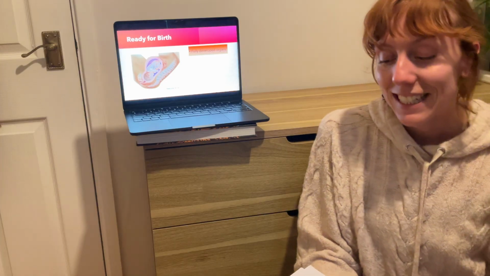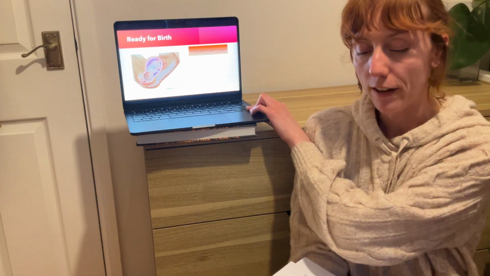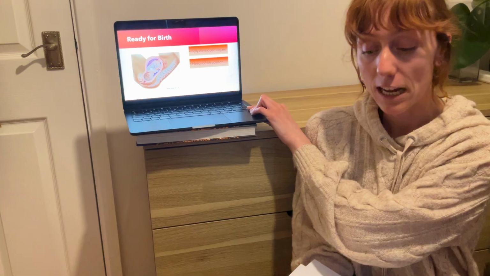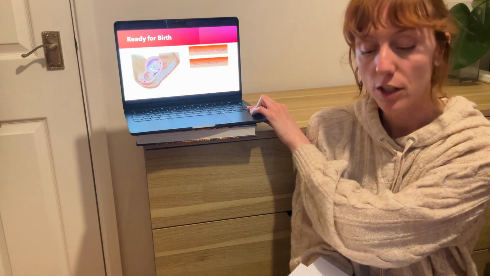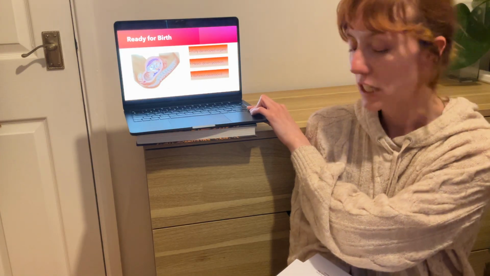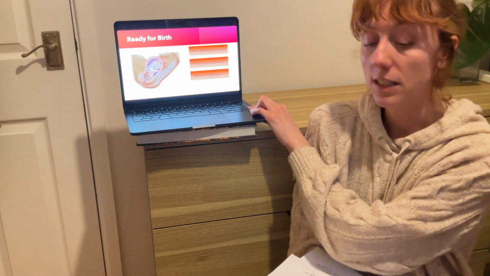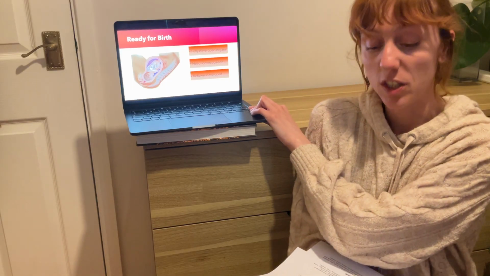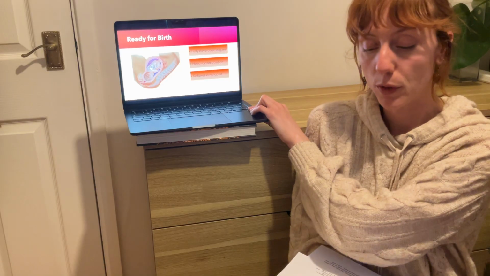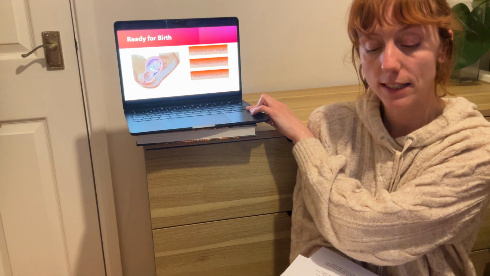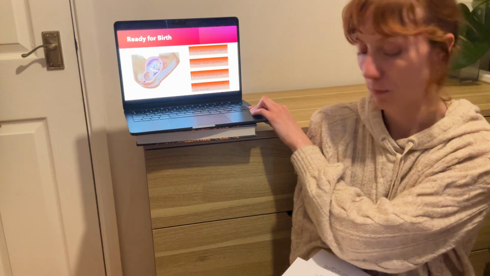By the end of pregnancy, the fetus is fully developed and preparing for birth. Most babies naturally move into the head down position, known as the cephalic position, usually between 32 and 36 weeks of pregnancy. This position is important because it allows the baby's head, which is the largest part of the body, to pass through the birth canal first, making labour safer for both mother and baby.